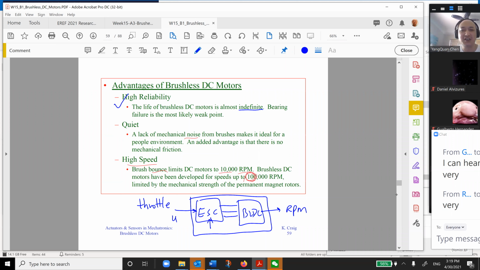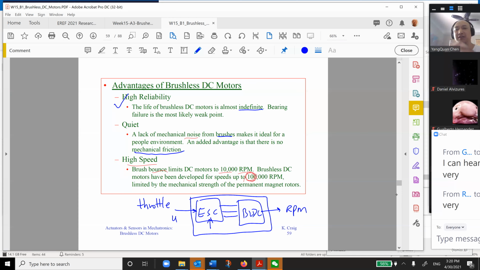It is not noisy. Brushed motors are noisy because of the contact of the brush versus the commutator ring. So the BLDC is quiet, okay? Because there's no mechanical friction from the brush.